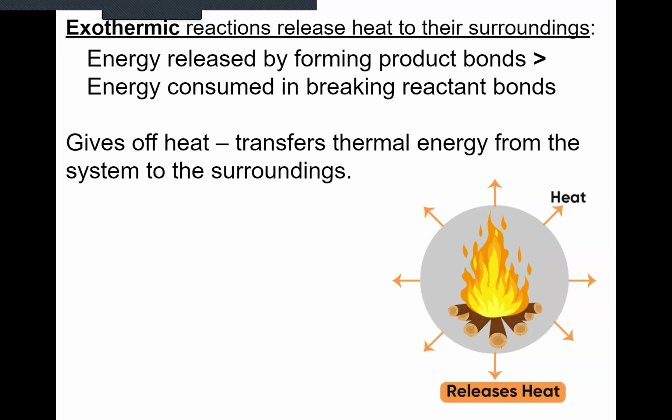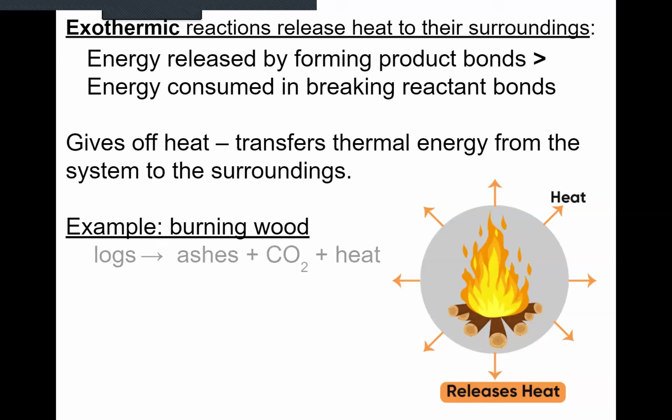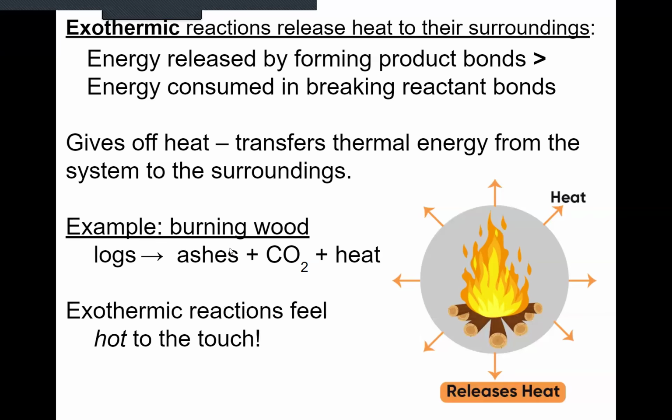So for a nice example, think of a campfire. Now, the chemical formula for wood is actually pretty complicated and highly variable. Different wood would have different formulas. But if we put it kind of crudely and just say logs yields ashes, which is what is left of the log after the reaction, plus carbon dioxide, plus a good amount of heat energy, we have a rough equation for burning wood. If you've ever sat around a campfire, you know that exothermic reactions are hot to the touch. So they're giving off tremendous amounts of heat energy.